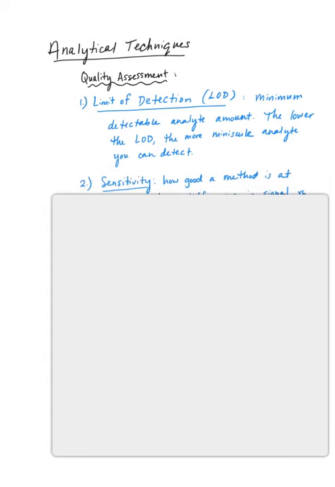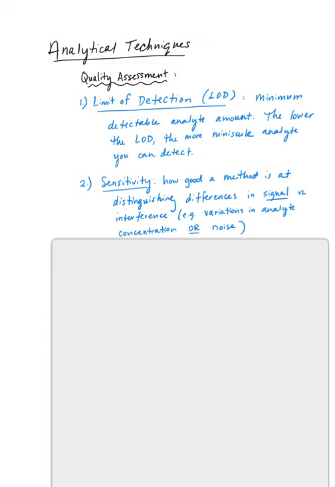Next, sensitivity. The sensitivity of a technique is how good that method is at distinguishing differences in signal from our analyte of interest versus some sort of interference, which could be caused by variations in that analyte's concentration, or could be caused by noise from our instrument. And we'll talk a little bit more about signal to noise ratios as we move forward.